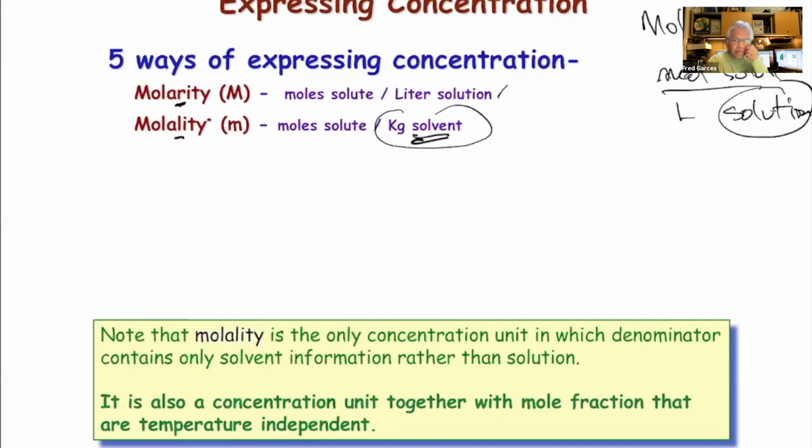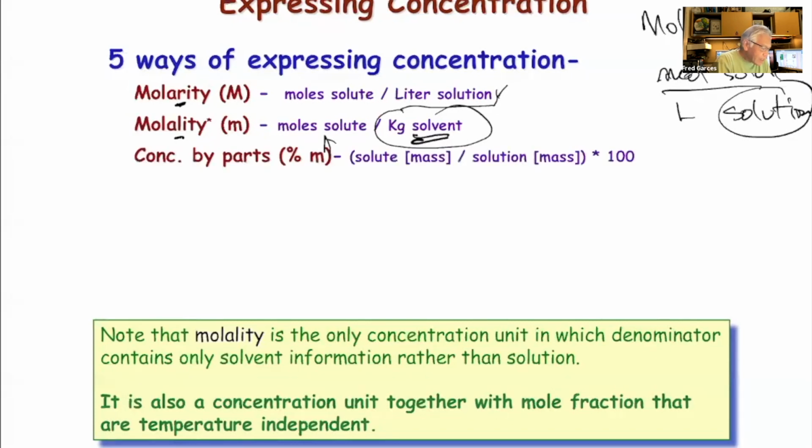So if you have a solution, you have to pull from that solution just the solvent part in order to get the kilograms of solvent. Okay? And usually you can do that because the numerator will tell you how much solute you have, and so you can subtract that from the total solution in order to get the solvent component. Okay, so that's molality.